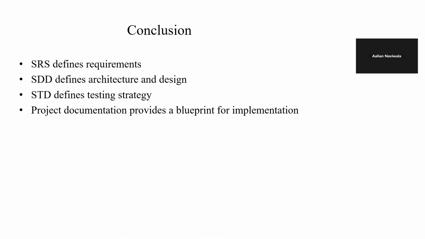In conclusion, this project demonstrates the complete software engineering process from requirements analysis through system design and testing. The software requirement specification defines what the system should accomplish. The SDD explains how it should be built. The software test document provides a structured plan for verifying the application functionality. Although implementation is still in progress, these documents provide a solid foundation for developing this project in the future.